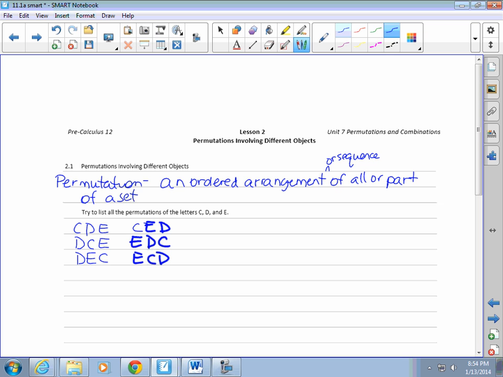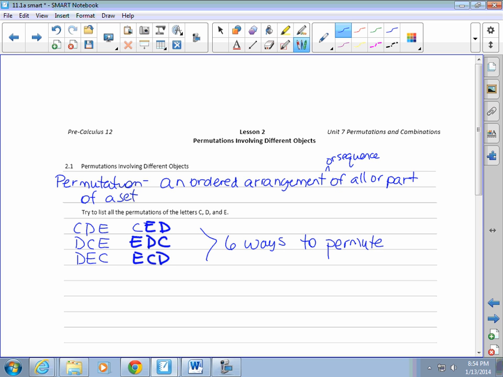So I have C with D, E, and C with E, D. I have D in the front with C, E, and D in the front with E, C, and I have E in the front with D, C, and E in the front with C, D. So I have 6 ways to permute these, which means just 6 ways to arrange them.